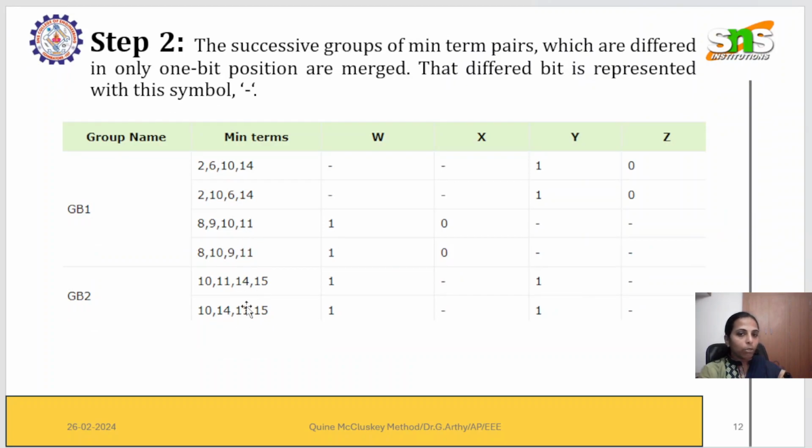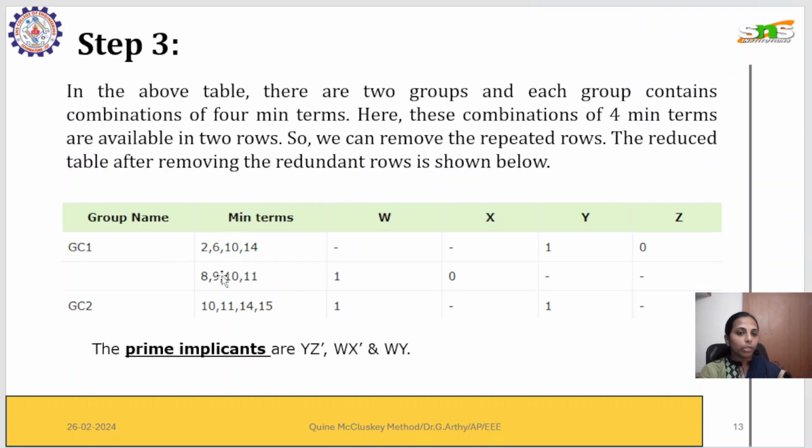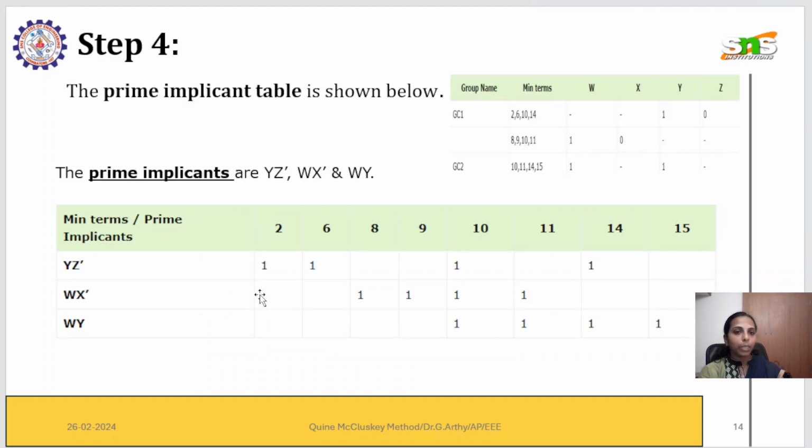These two are the same, so the minterms available here are the same. So we can replace this by one group. Right? So here you see it is being replaced. Now we have formed this table, which is known as the prime implicant table. From the prime implicant table, we have to find the essential prime implicants.